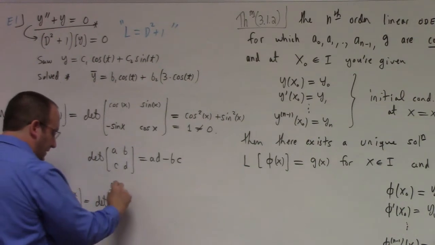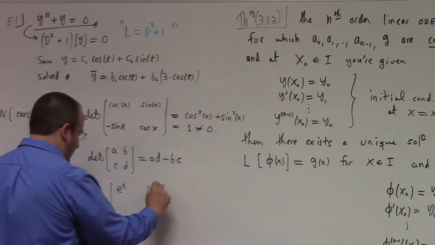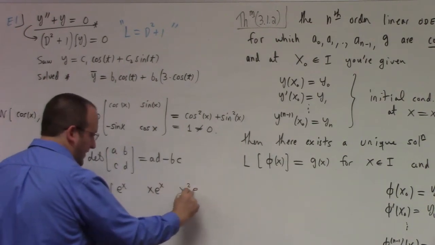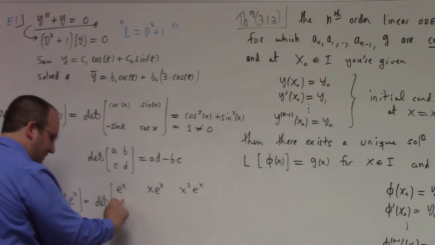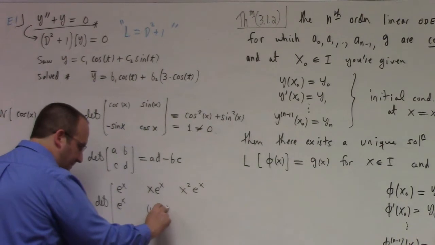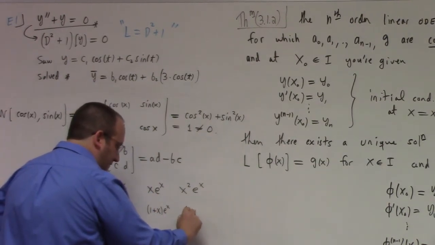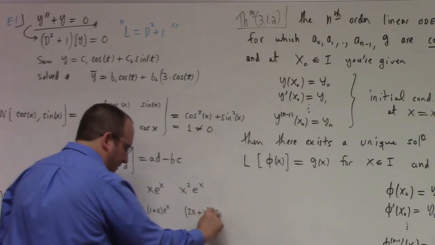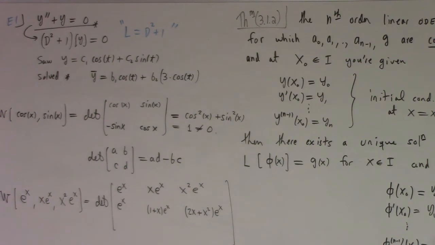So we put e to the x. Ooh, I'm going to regret this. This is going to sting a little. I guess it's okay. Differentiate one time. That's still okay. That's 1 plus x e to the x, right? And over here we get 2x plus x squared e to the x. Hey, why did I agree to this? I'm going to regret this example.